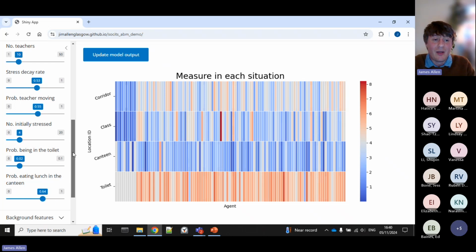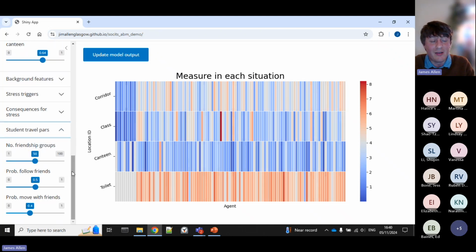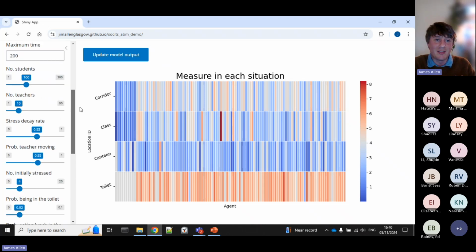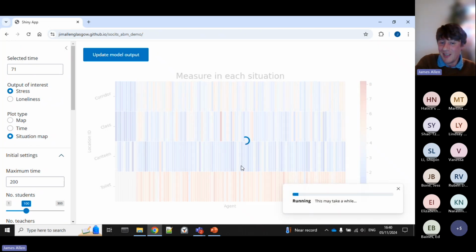Also, we have these parameters here, which are very useful and interesting, and also match what Corinna was talking about at the beginning with groups emerging. This tells us how many friendship groups there are, so how many individuals have strong friendship ties, or how many groups of strong friendship ties we have. And then we have the probability of following our friends around or moving with friends. We can change all of these parameters, update our model, and it'll run. It'll take a little while.